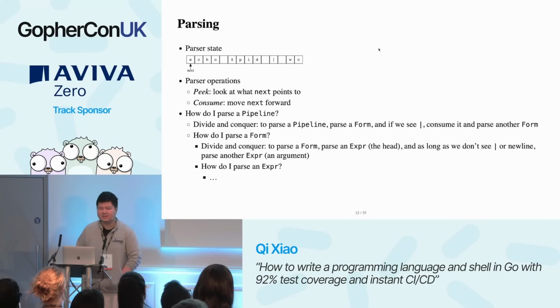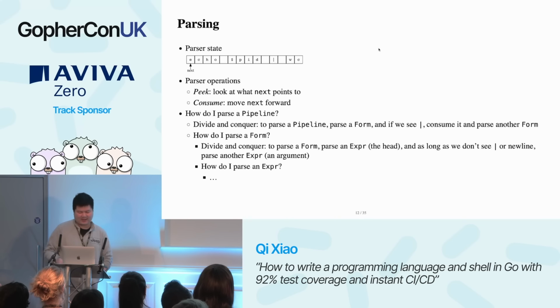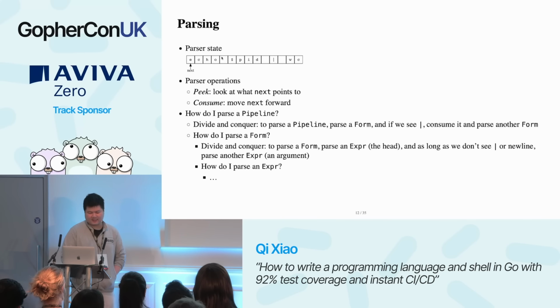All right, so parsing. I'm going to give you a very high-level introduction of how to implement what's usually called a recursive descent parser. When you're parsing, you pretty much only need a single bit of information. You have the program source code, and then you need to keep a pointer to which character you are going to look at next. This is our next pointer.